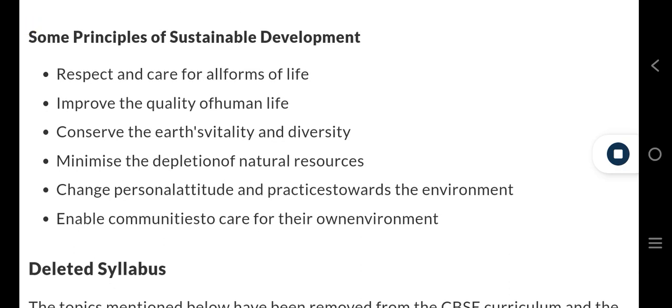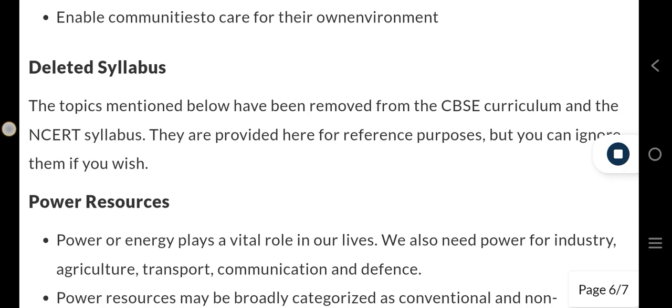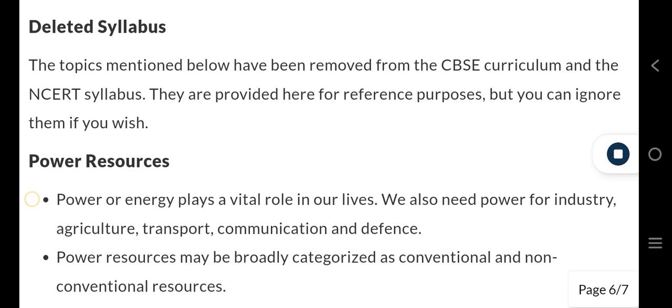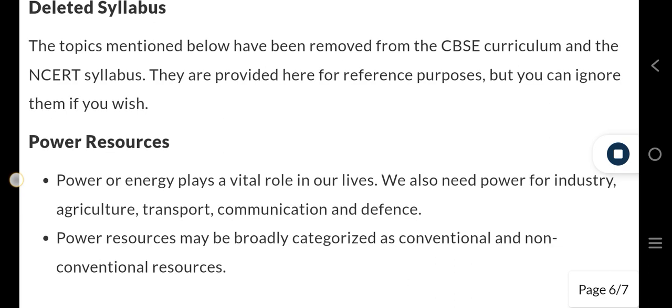Deleted syllabus. The topics mentioned below have been removed from the CBSE curriculum and the NCERT syllabus. They are provided here for reference purposes, but you can ignore them if you wish.